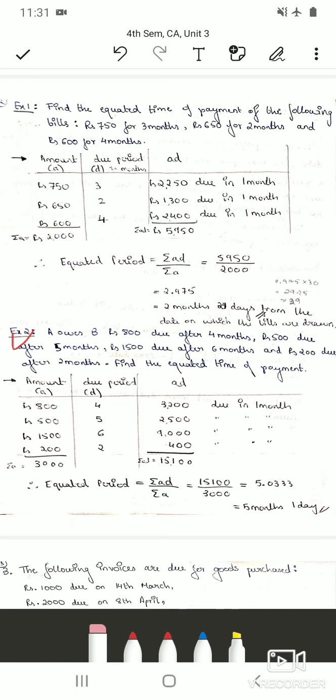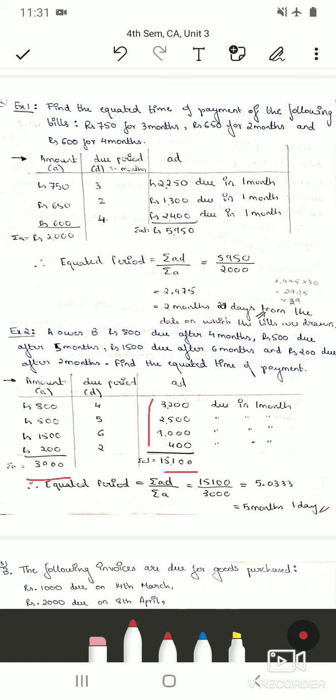Now it is very simple. They have given the amount and the due period. So write the amount first, which is your A. The amounts are 800, 500, 1500 and rupees 200. And the periods on which the bills are due are 4 months, 5 months, 6 months and 2 months. Once you get A and D, multiply them, A into D.